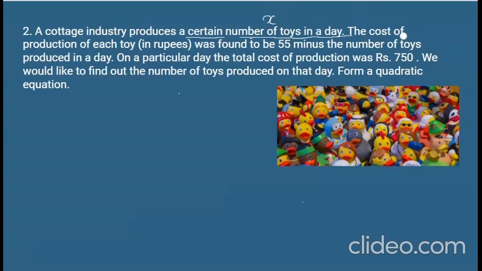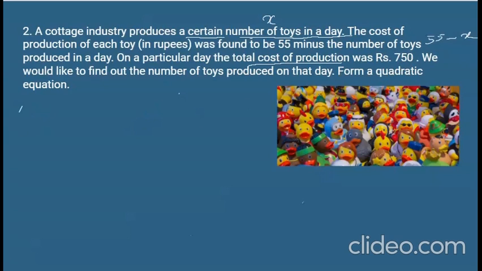Now, the second part. The cost of production of each toy was found to be 55 minus the number of toys. So we have taken the number of toys as x, then the cost of one toy is equal to 55 minus x. Now the third part. On a particular day, the total cost of production was 750 rupees. So how will you find the total cost of production? It is nothing other than the number of toys into the cost of one toy, and it is given as 750 rupees. So how can we form a quadratic equation?